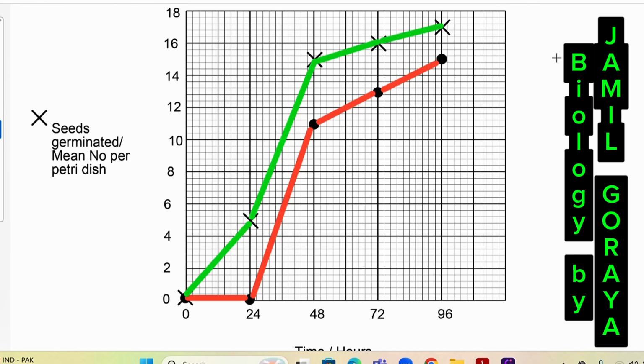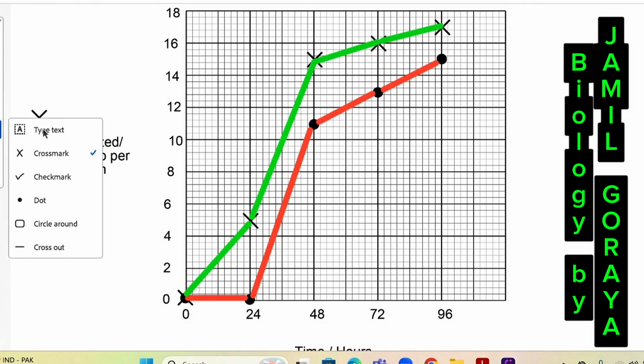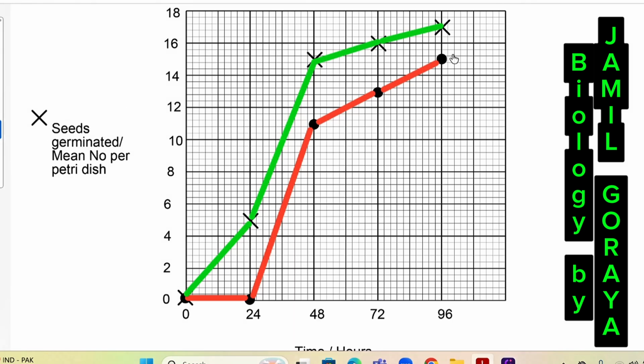So this is how double data line graph are made, and how we can label them. It's very simple. You can write here, it's for the light, and this is for the dark. So this is how we will be getting all 5 marks in this graph.